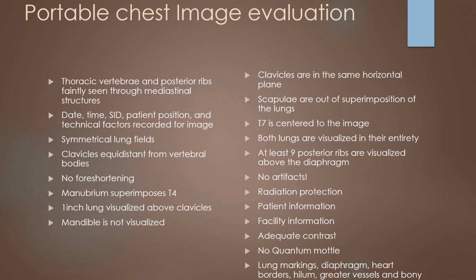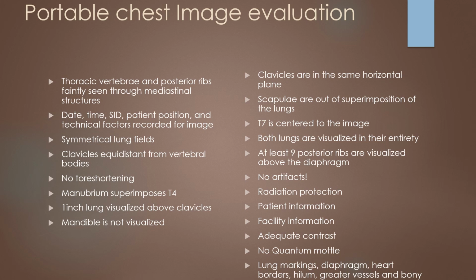Okay, so we talked about some of the things that we are looking at on our portable chests. We practice with these a little bit. If we put it all together, you find this massive list of things that we're looking for. But let's just break down and make sure that we've already talked about all of these. So if I'm looking at the thoracic vertebra and posterior ribs faintly seen through the mediastinal structures, that tells me that I have adequate penetration.